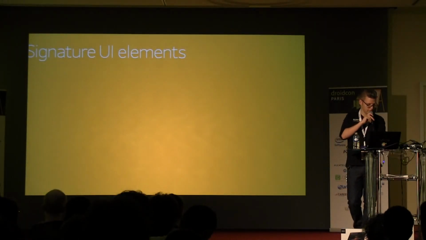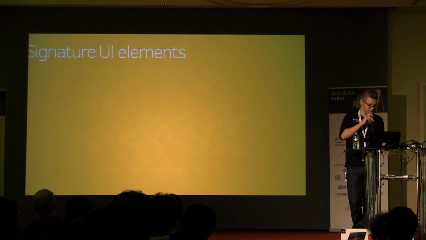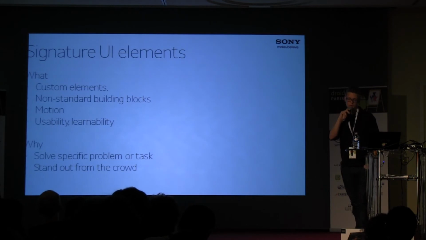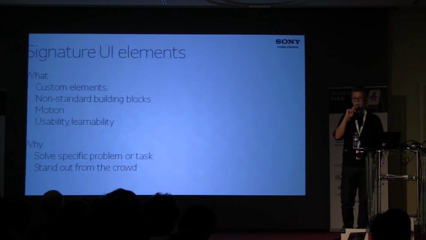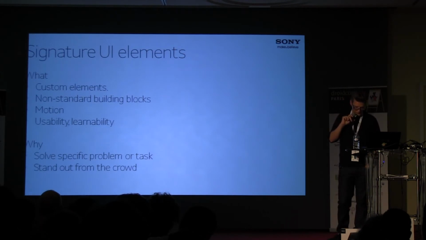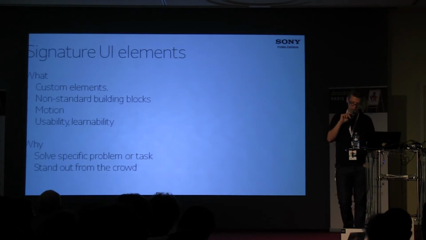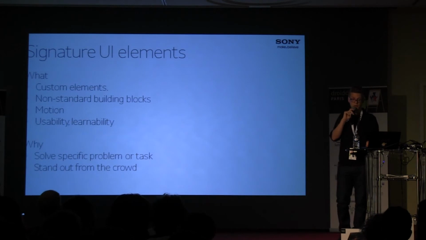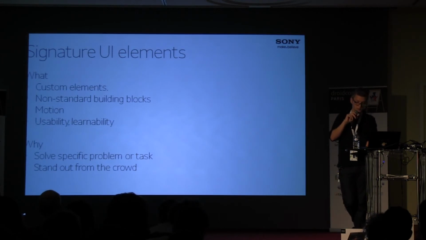All right, the last third is about signature UI elements. What I mean by signature UI elements are typically custom elements made from non-standard building blocks, which you can use to make your application stand out from the crowd or solve a really specific problem. And the stuff that I said before still applies. You want to think about movement, perceived performance or actual performance, and you want to think about usability and learnability in custom views more than ever, because this is a new component that the user may or may not be familiar with. So that's really important here.